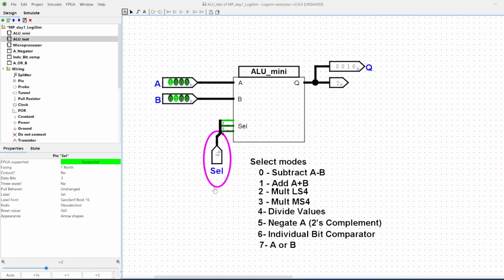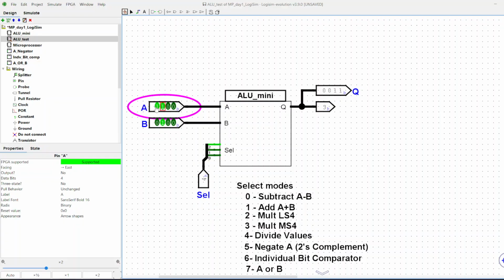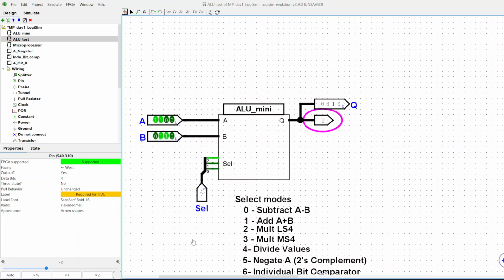Now let's try mode number 4. We have 8 divided by 4, and we get 2. Let's try a different number. We'll get 12 divided by 4, we'll get 3. And 12 divided by 6 will get us 2.